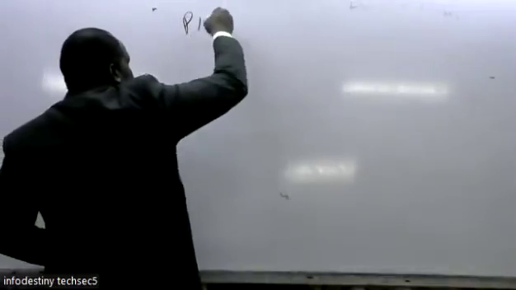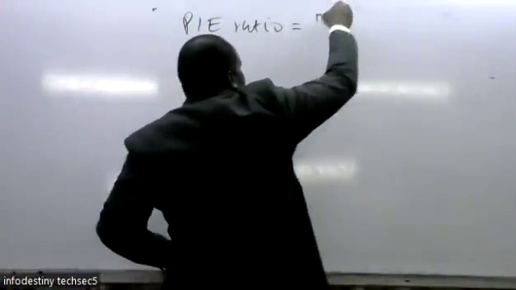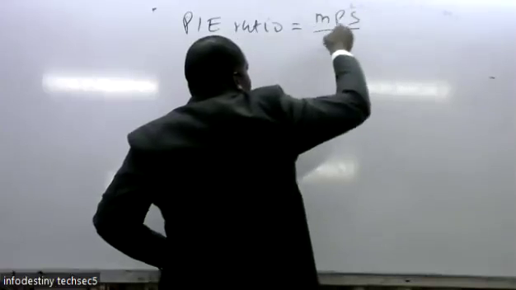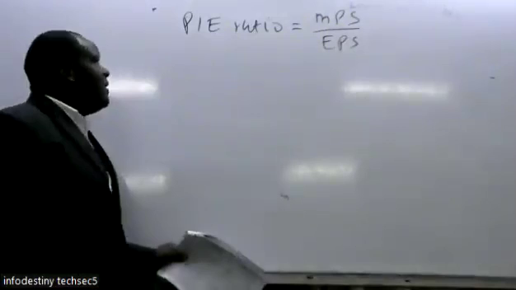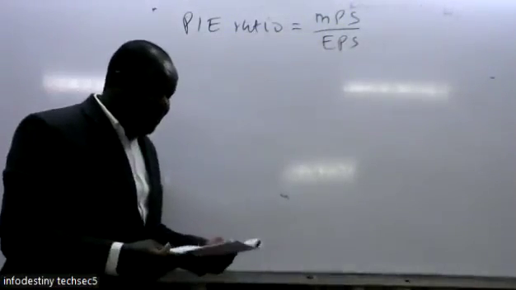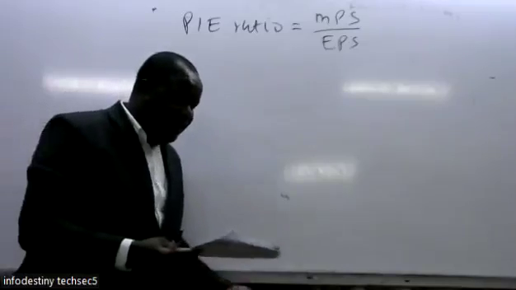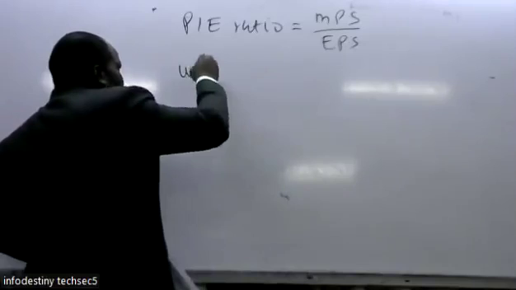The price earning ratio is simply market price per share divided by earning per share. So we calculate for both companies. Pre-merger is before the merger. So we start with Water Limited.